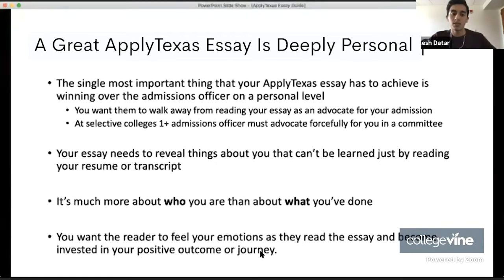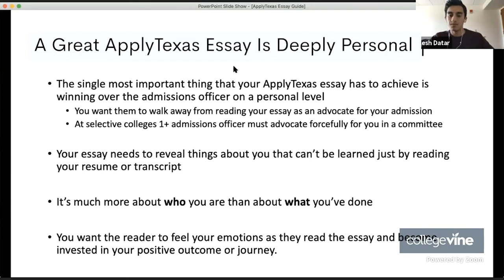So what really makes a strong ApplyTexas essay is the fact that it has to be deeply personal. Note that the single most important thing that your ApplyTexas essay has to achieve is winning over the admissions officer on a personal level. One, you want them to walk away from reading your essay as an advocate for your admission. And two, at selective colleges, one or more admissions officers must advocate forcefully for you in a committee. So even for just those two reasons alone, it's very critical that you write a personal essay that strikes a chord with the admissions officer, so it'll help your selection into the university.